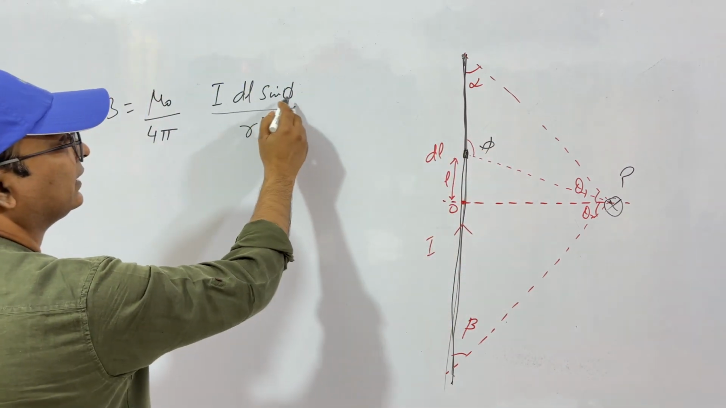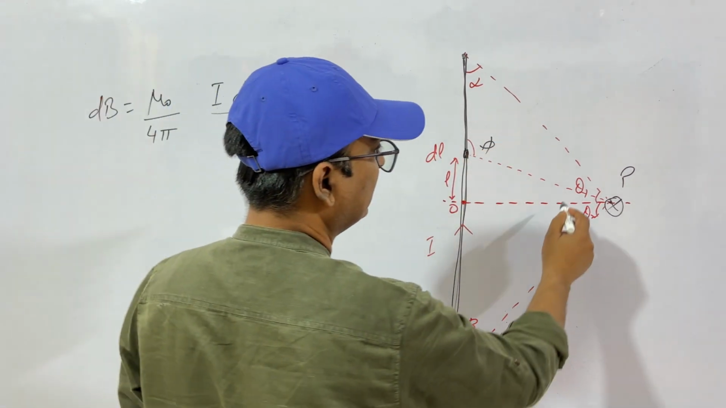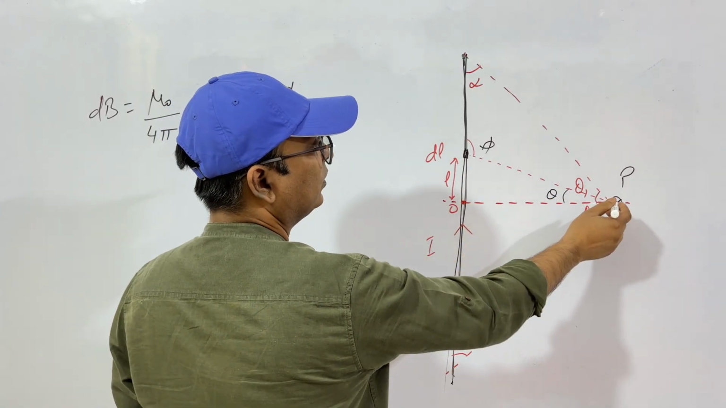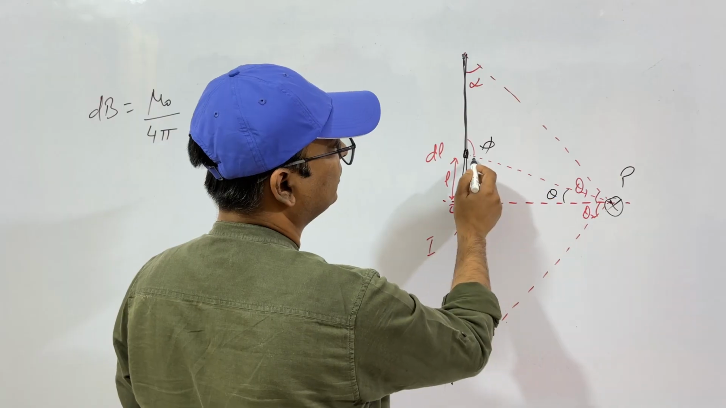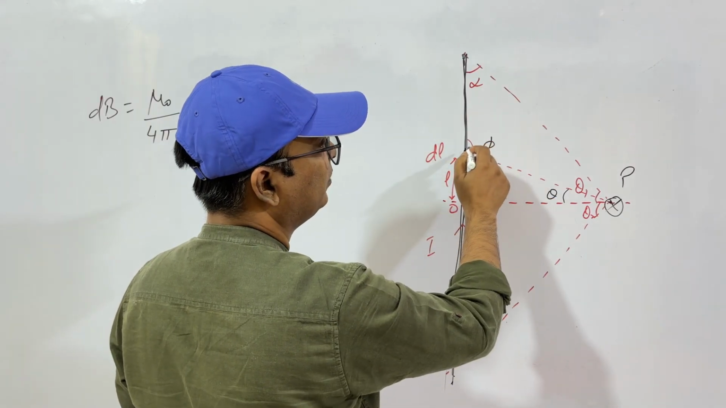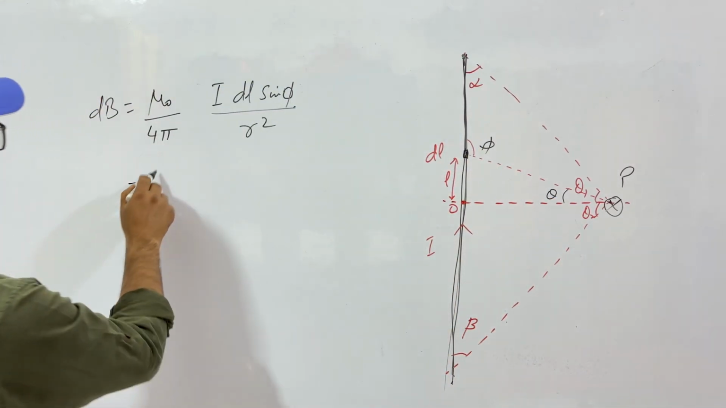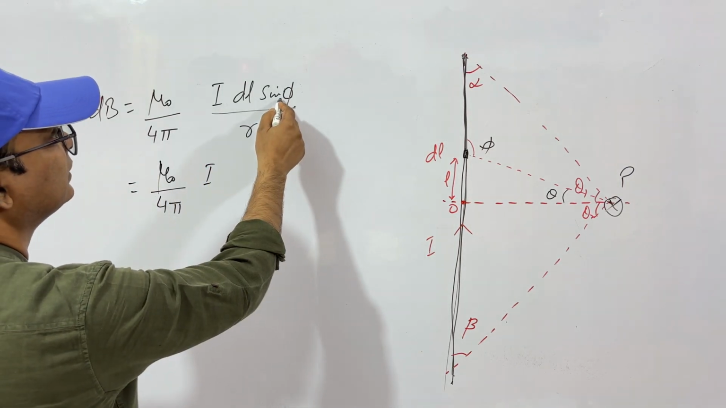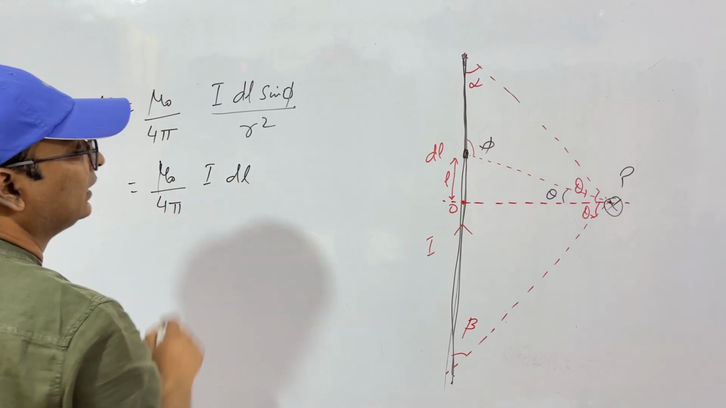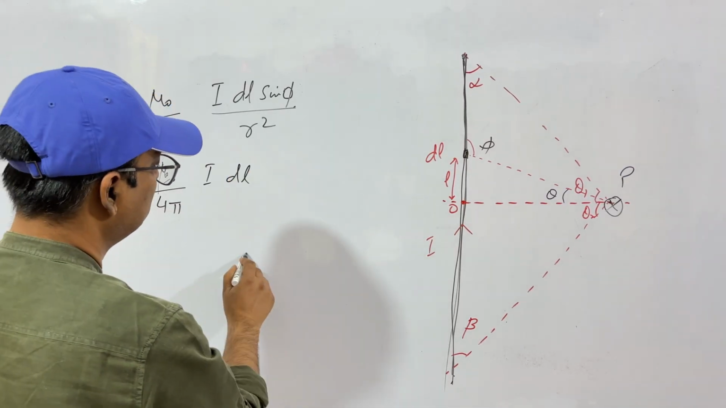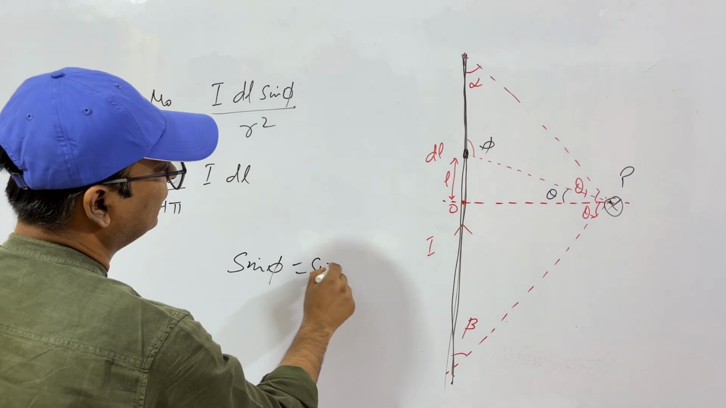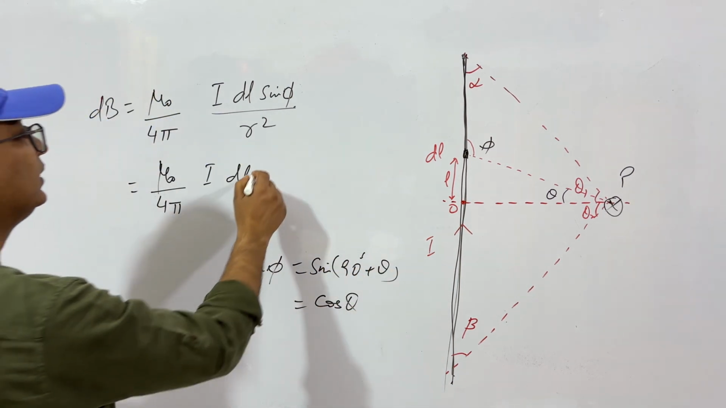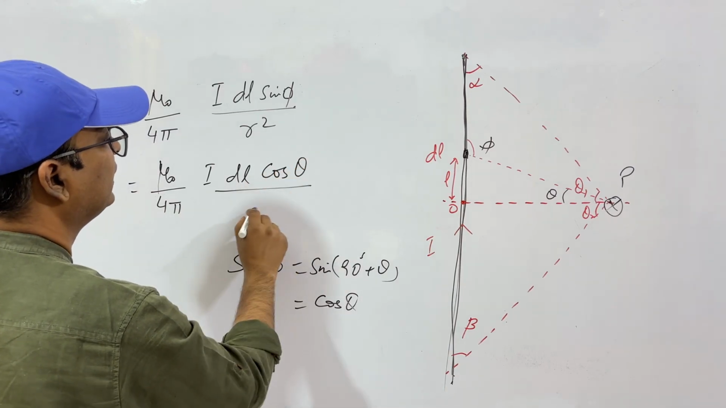If I'm writing dl sine phi, it means this. What is this angle? Let's say this angle is theta, that is, your dl element is subtended at an angle theta at this point P. If this is theta, this will be 90 minus theta, and this will be 180 minus 90 minus theta, that is 90 plus phi. So what you get is mu 0 by 4 pi I dl sine of 90 plus phi. Sine 90 plus phi is sine phi, and this is sine 90 plus theta, so what you get is cos theta. So it is I dl cos theta by r square.